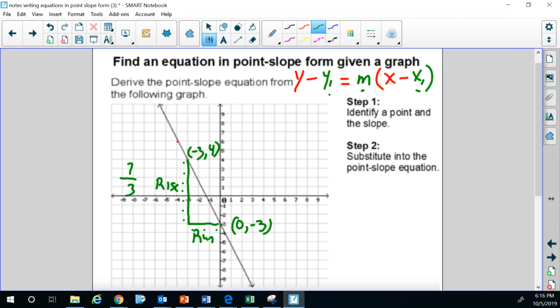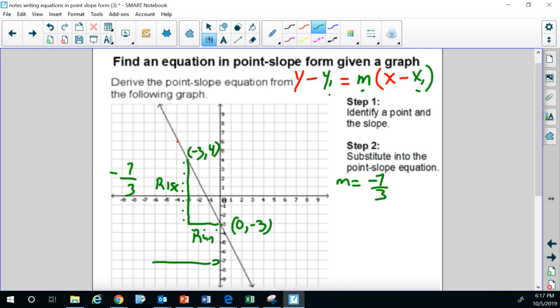Okay. Now, what is my sign for my slope? Is it positive or negative? Look at the graph. The line goes down, right? Going from left to right, the graph goes down. So it's going to be a negative slope. So my m is going to equal -7 over 3.